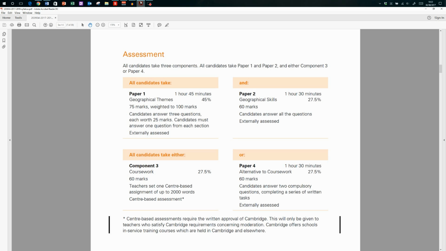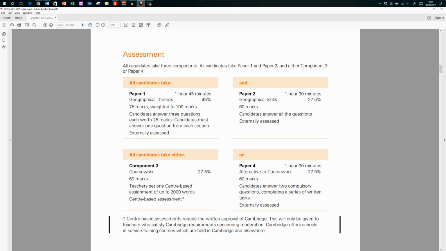This is the coursework. And for CIE, this accounts for 27.5% of your total mark. Totally, as you can see from the slide, it is 60 marks, divided up into different areas, each marked out of 12, and it is a 2,000 word assignment. It is a center-based assignment, and any teacher who's teaching this needs to ensure that they've got the Cambridge approval before undertaking this piece of coursework.